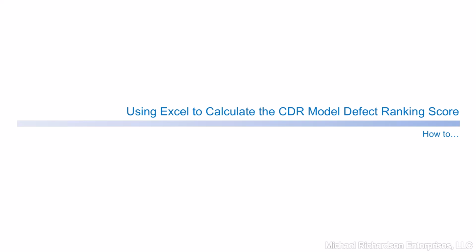Classification-aware Defect Ranking, CDR, is a model that I developed for prioritizing defects based on a mandate to repair and the breadth of exposure. This video presents using Excel to calculate the CDR model Defect Ranking Score.